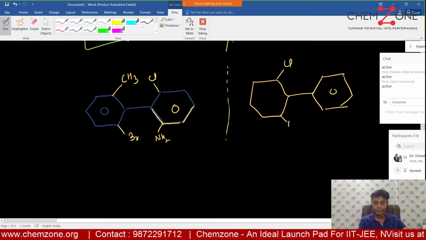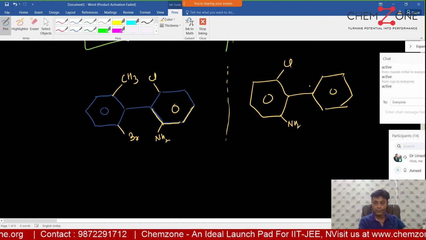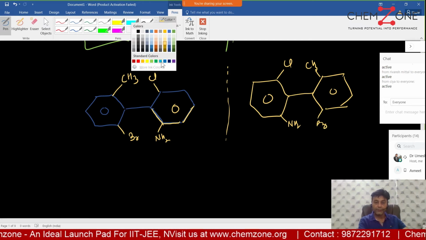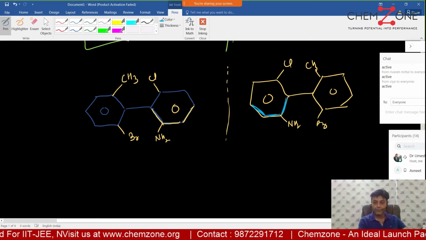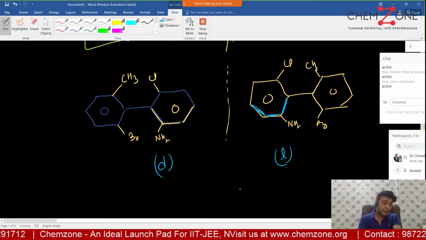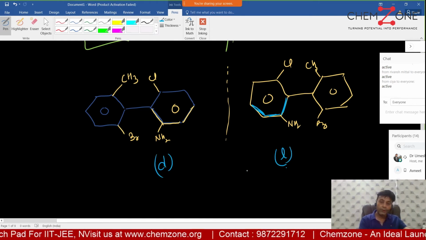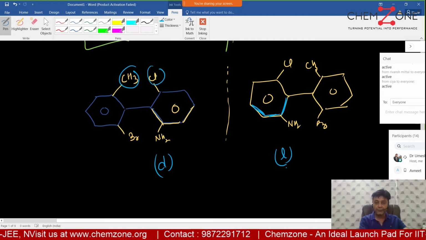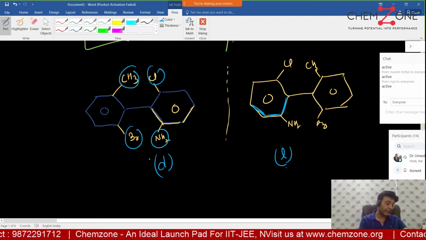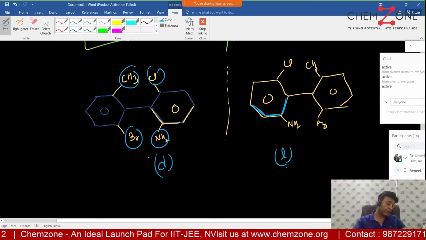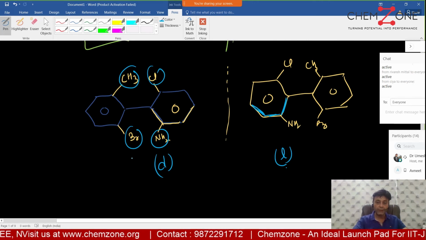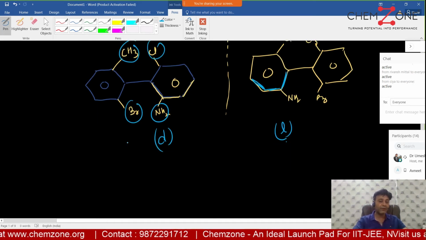Chlorine and NH2, and it is CH3 and Br. And one thing to keep in mind, that this is perpendicular to the other. If it is dextrorotatory, then this is levorotatory. The two are perpendicular to each other. All four groups of atoms must be different. Number one, it should not have any plane of symmetry. Neither ring, none of the two rings should have a plane of symmetry. Plane of symmetry means they should not have similar atoms.